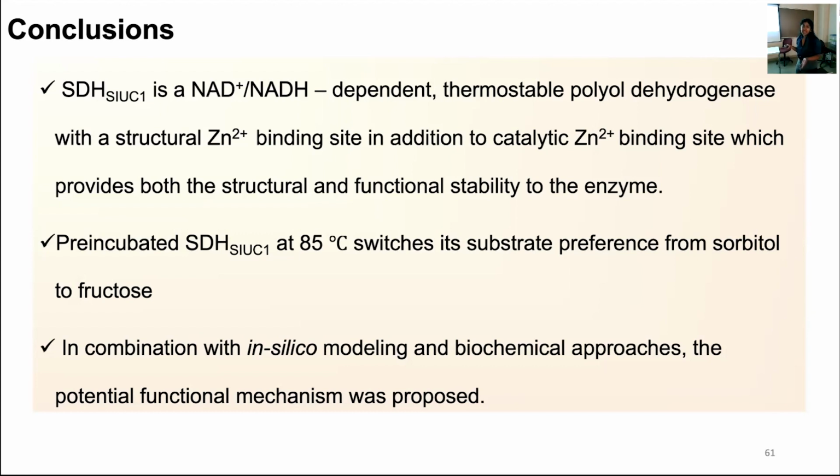And pre-incubated STH-SiUC1 at 85 Celsius, we think that there is a substrate preference from fructose to sorbitol that we have to further study. And in combination with in silico modeling as well as biochemical approaches, we have described a functional mechanism for this enzyme.